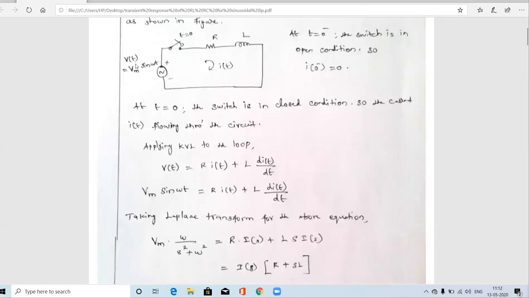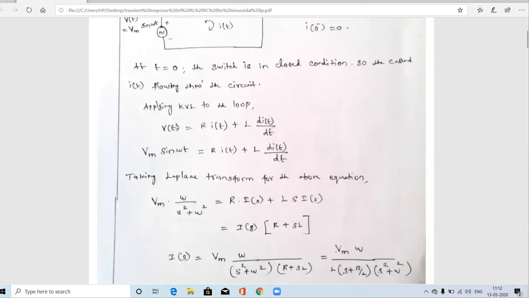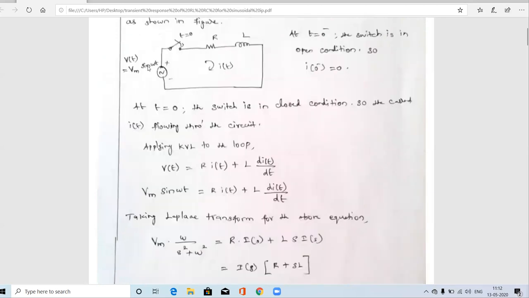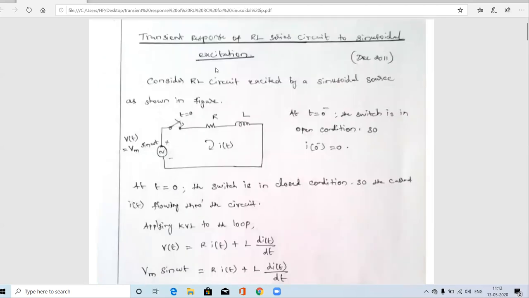According to KVL, the input signal v of t equals the voltage across the resistor, which is R into i of t, plus the voltage across the inductor, which is L into di of t divided by dt. We already know these expressions. Then we have to substitute the value of the input voltage v of t. The excitation means input, and here we are applying a sinusoidal input.